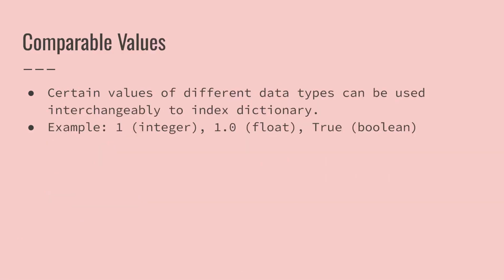Additionally, there are certain values of different data types that can be used interchangeably to index the same dictionary entries, such as the integer 1, the float 1.0, and the boolean true, all meaning the same thing in terms of indexing a dictionary.